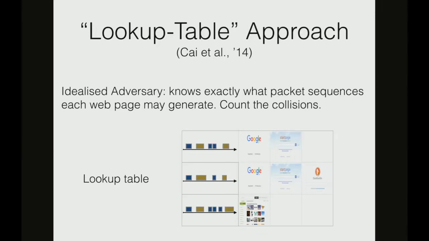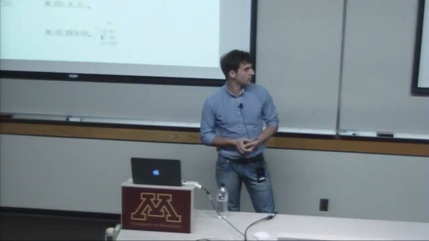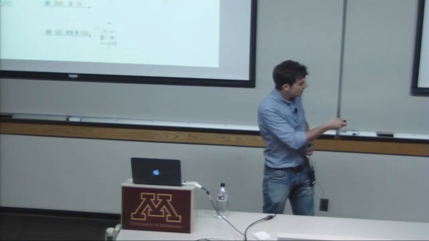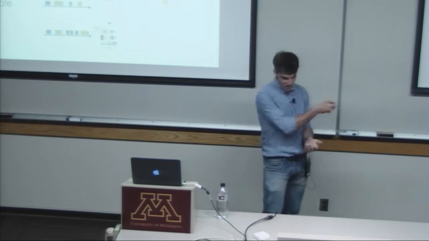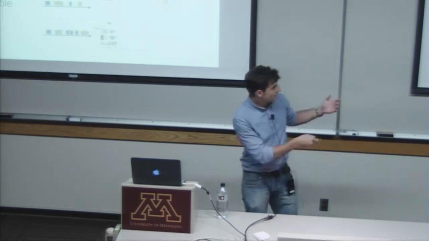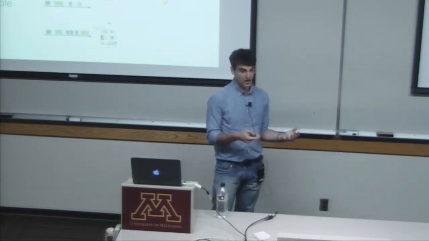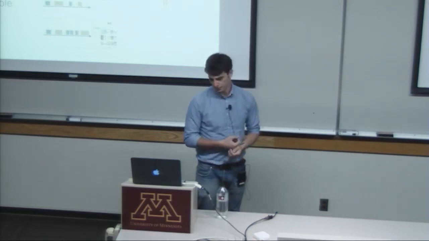Now, in this method, they considered an idealized adversary who knows exactly what kind of packet sequences each web page can produce. In other words, he can create a lookup table where, given some packet sequence, he knows exactly which are the web pages that might have produced it. And of course, this adversary will only commit an error when there is more than one web page corresponding to the same packet sequence. And we can estimate security bounds for this adversary. We can estimate his error just by counting the collisions within this lookup table.